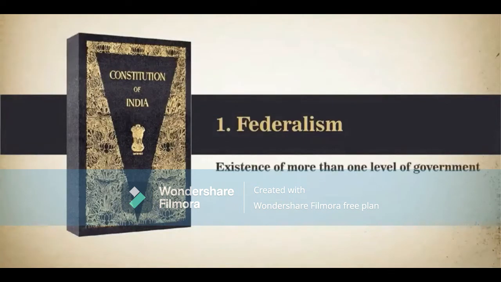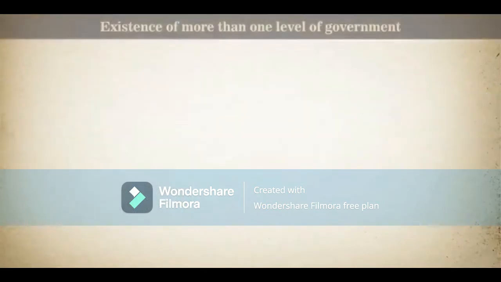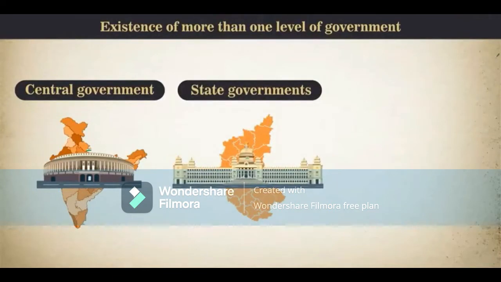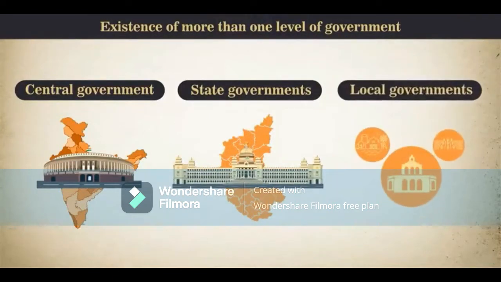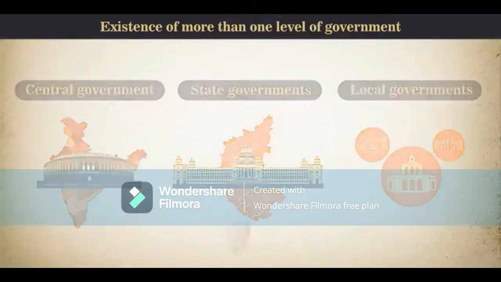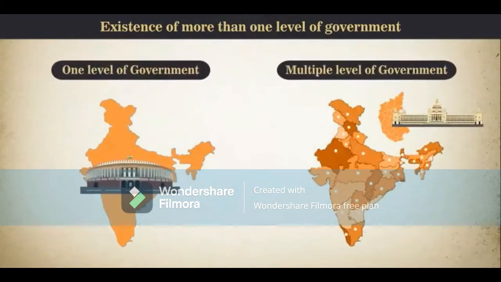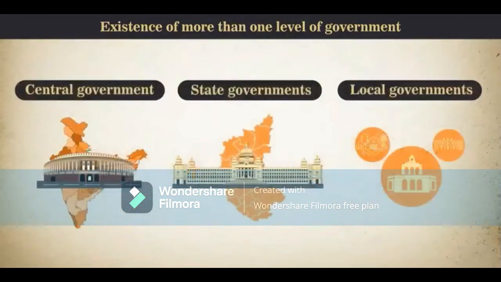Federalism means the existence of more than one level of government. That is, the central government which is responsible for the whole country, state governments which are responsible for their states, and local governments which are responsible for the cities and villages. As India is a big country, one level of government cannot solve the problems of the whole nation. The work of the government is divided among these 3 levels based on 3 lists given in the Constitution.